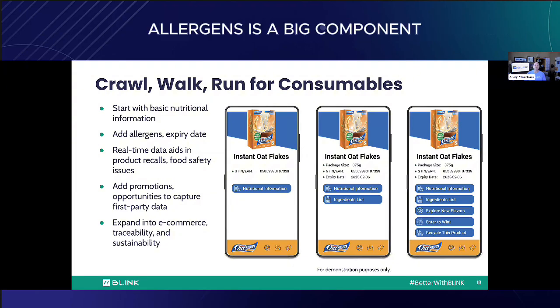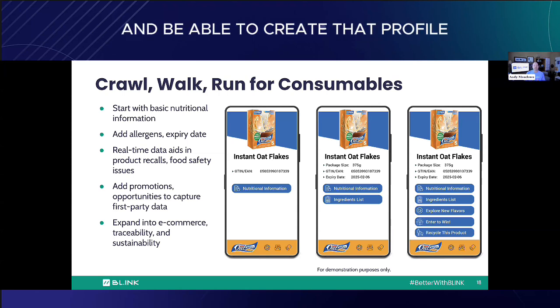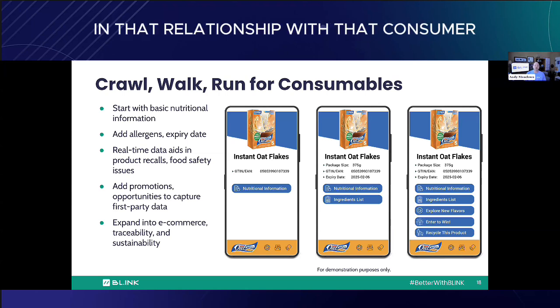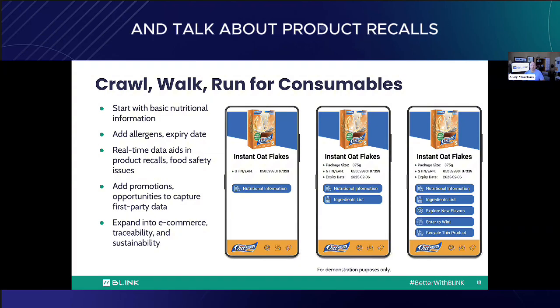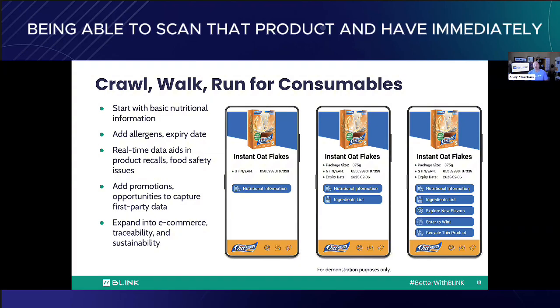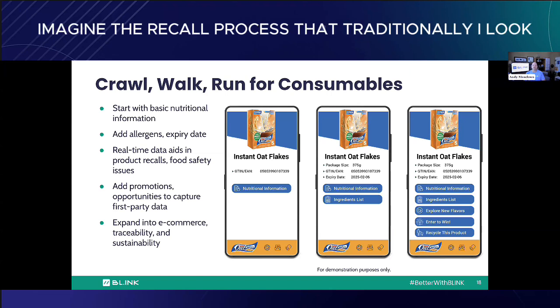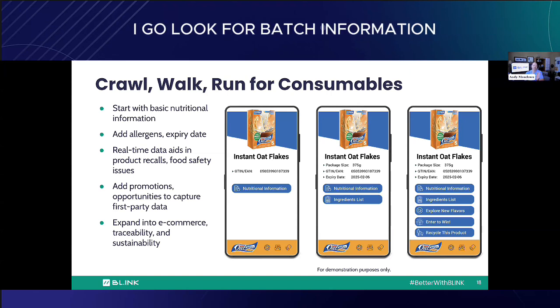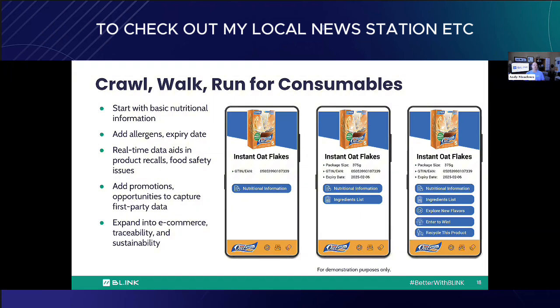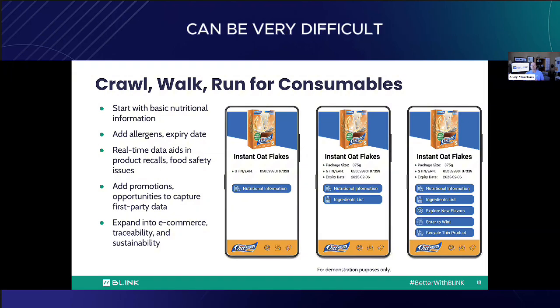Allergens is a big component, being able to tell quickly, is there an allergy around this, and being able to create that profile and that relationship with that consumer, especially on the food safety side. We talked about product recalls, being able to scan that product and have it immediately at the point of sale or even at home. Imagine the recall process that traditionally I go look for batch information. I've got to go to a website, go check out my local news station, et cetera, try to find the recall information. That can be very difficult.